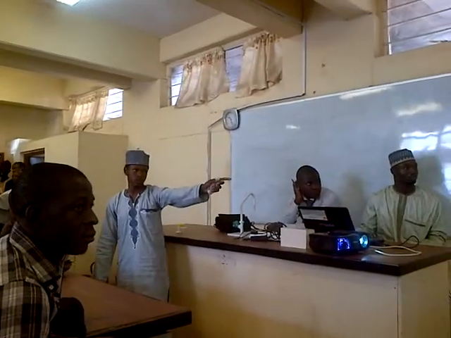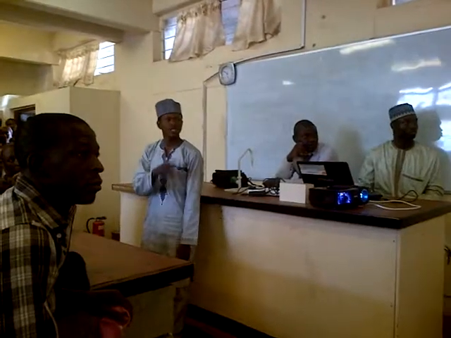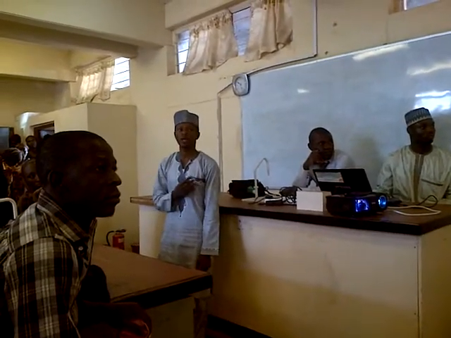Next slide. This is what I have said. It's just three processes: uptake of bilirubin by the liver parenchymal cell, conjugation of bilirubin with glucuronic acid, and secretion of conjugated bilirubin into the bile duct.